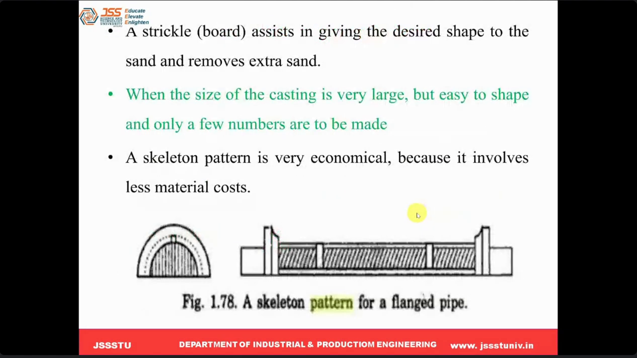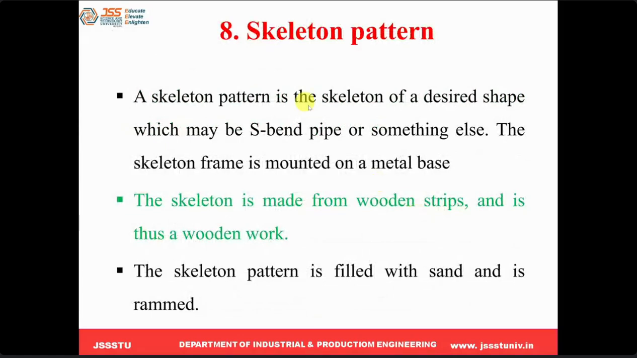Next one is the skeleton pattern. It is in the form of a skeleton. So skeleton pattern is a skeleton of the desired shape, which may be an S-bend shape or something else. The skeleton frame is mounted on the metal base. The skeleton is made from wood strips. The skeleton pattern is filled with sand and is rammed.